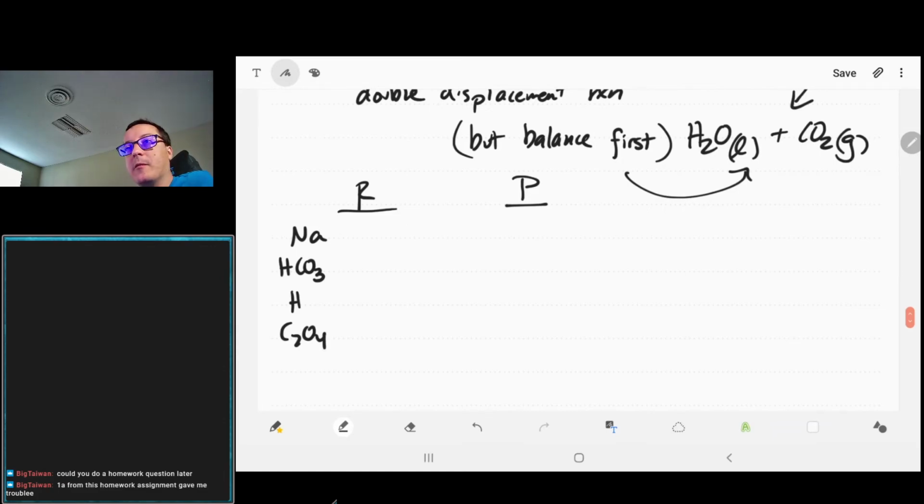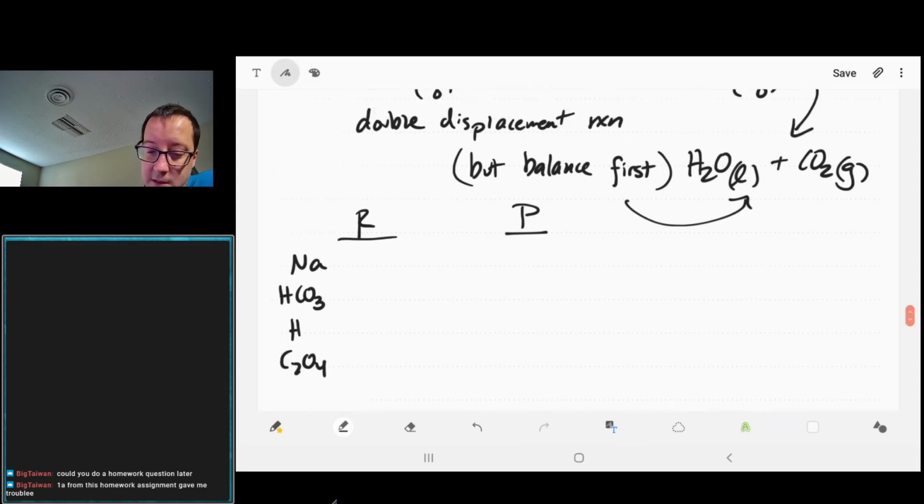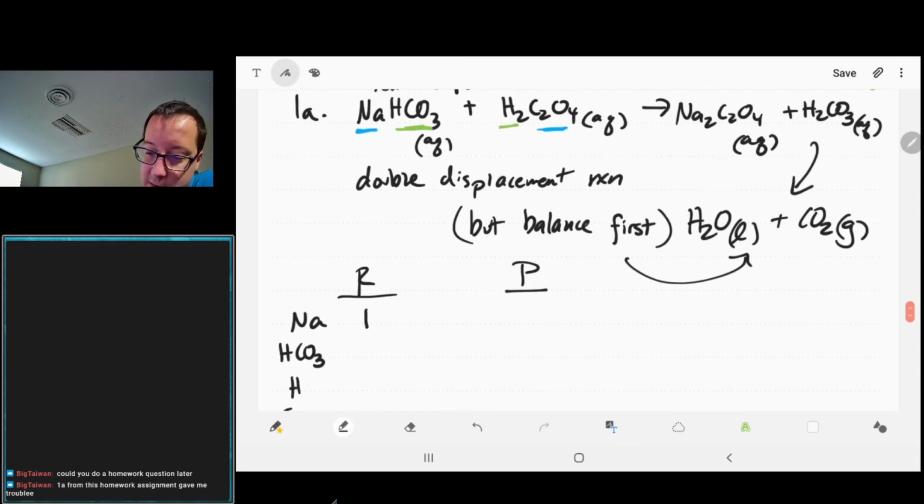All right, so remember, you don't want to mess with polyatomic ions. It's going to make your life harder if you do break those up. So it's best to just keep them as is. So on the reactant side, we have 1 sodium. Product side, we have 2. We have 1 bicarbonate on the left, 1 bicarbonate on the right.